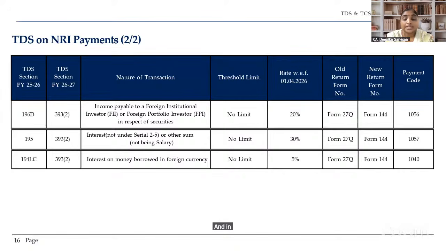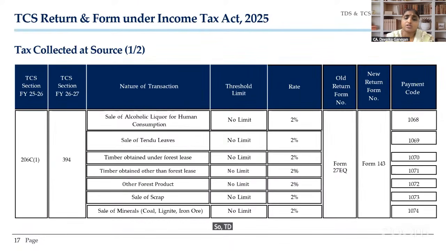And in case of any interest on money which is borrowed in foreign currency, 5% is the TDS. 194LC is replaced with 393 subsection 2. The new form is 144. Payment code is 1040. So, we have seen all the replaced sections, the replaced returns, the payment codes and all this. Now we are going into TCS. So TCS 206C(1) is replaced with section 394.